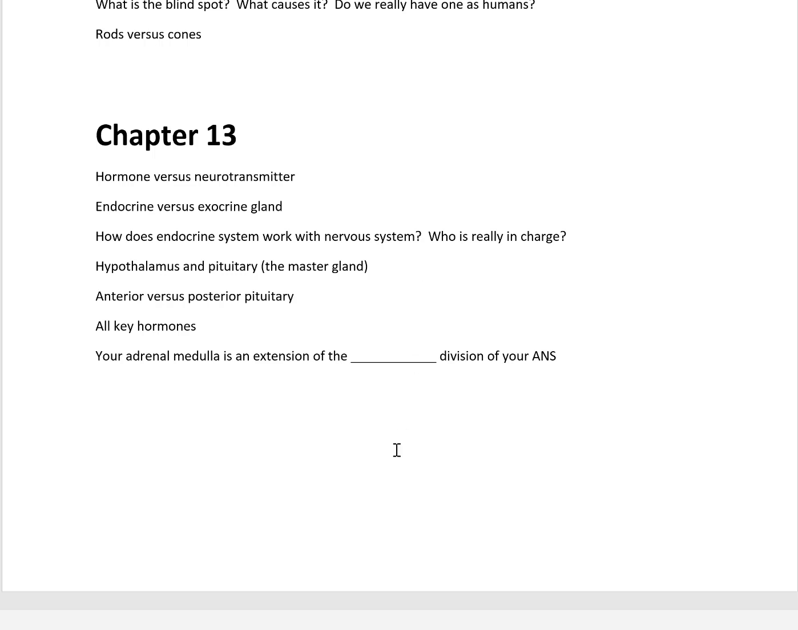So this last question on the page here, your adrenal medulla is an extension of the blank division of your ANS. Your ANS is autonomic nervous system, and it's the sympathetic division. So your adrenal medulla functions as part of that fight or flight system.